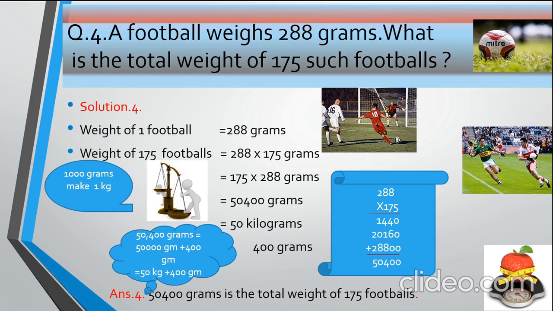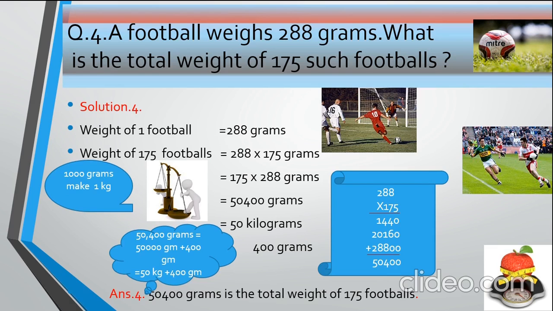Again, how will you start writing the statement? So it is asked the total weight. So you have to start writing the statement by weight. So the weight of one football is equal to 288 grams. Weight of 175 footballs, 175 multiplied by 288, or 288 multiplied by 175. Both will give you the same answer, 50,400 grams.